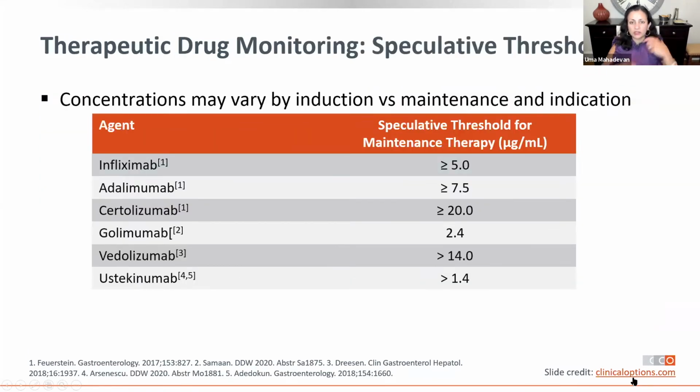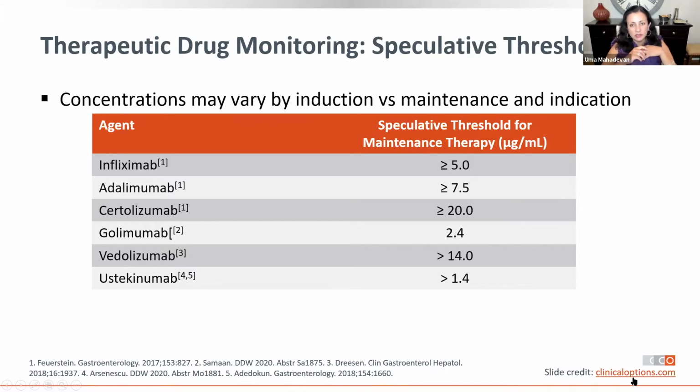Therapeutic drug monitoring, this has become very controversial. I think we all agree that reactive therapeutic drug monitoring makes sense. So if somebody is losing response, is symptomatic, you can check a level and see where it should be. And I'm just putting this up for reference. I have to say, I'm not sure we really know exactly what certolizumab or golimumab levels should be.